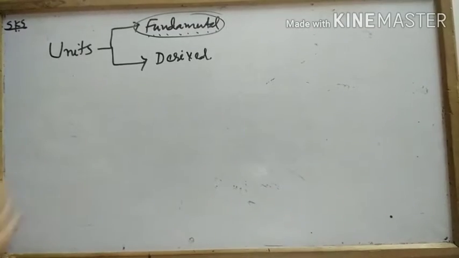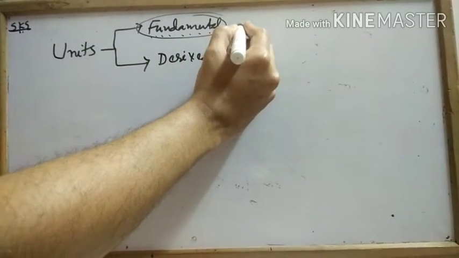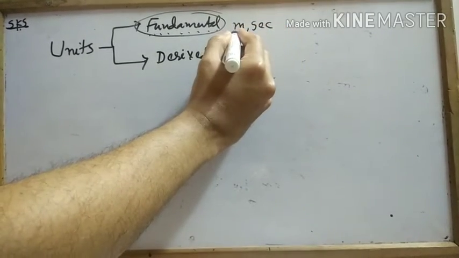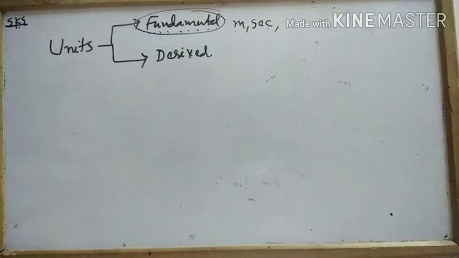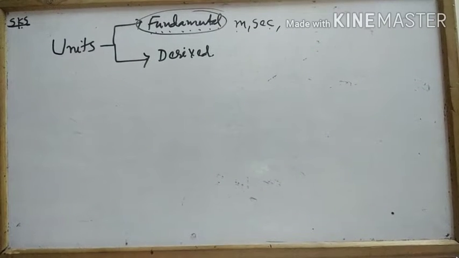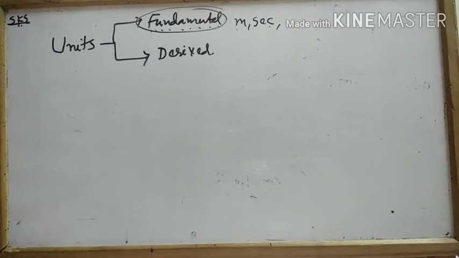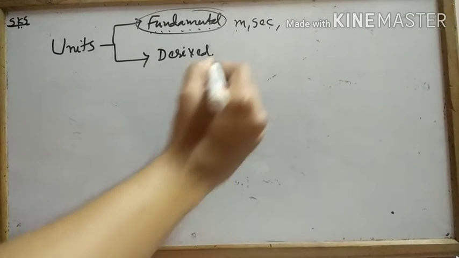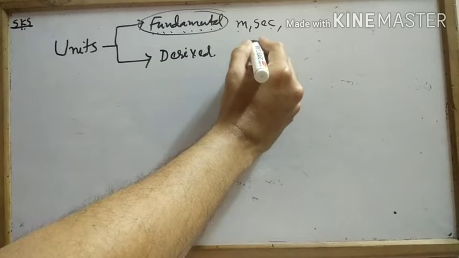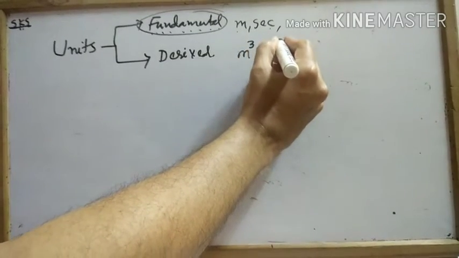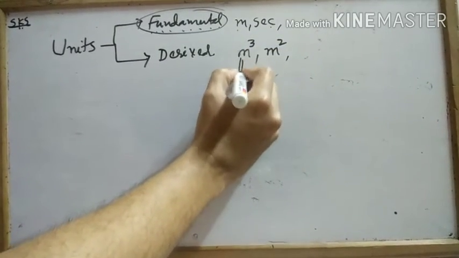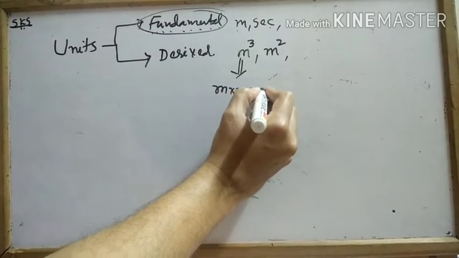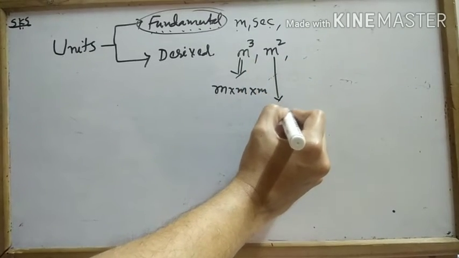Say for example, when I am measuring distance, I will be measuring in meters. If I am measuring in time, I will be measuring in seconds. So this meter, second, these are the units, and of course there are a few more units which are fundamental units. Whereas you might have studied the topic of volume, where volume will be measured as meter cube, area will be measured as meter square. Now this meter cube is dependent on three distances, meter into meter into meter. This is meter into meter.